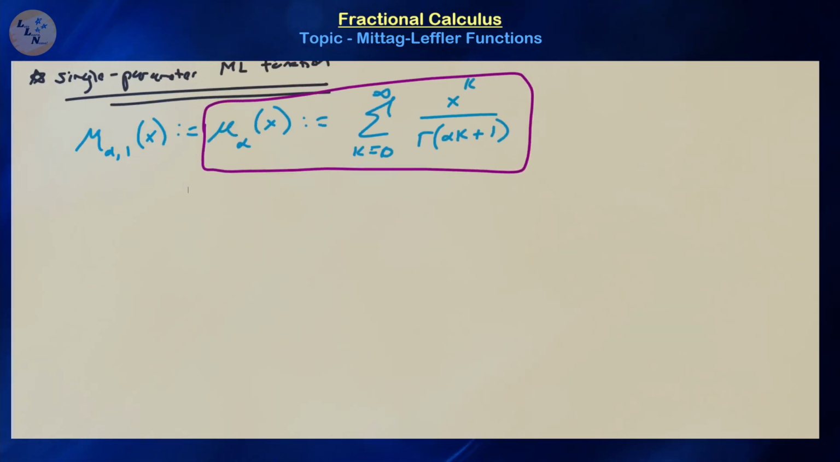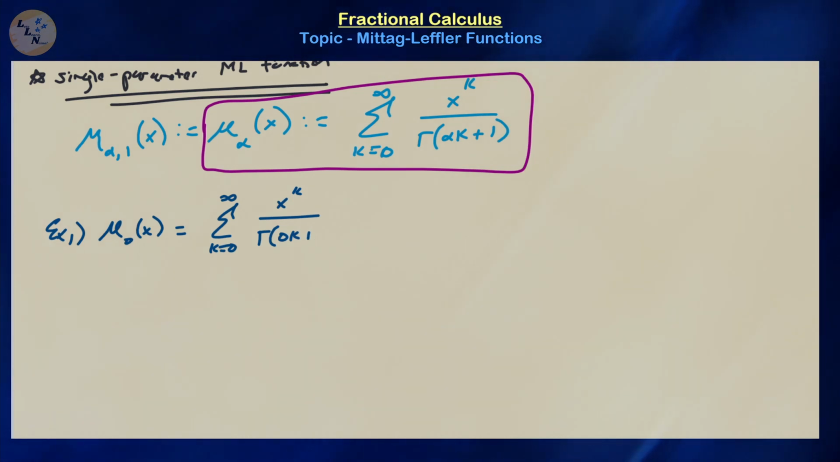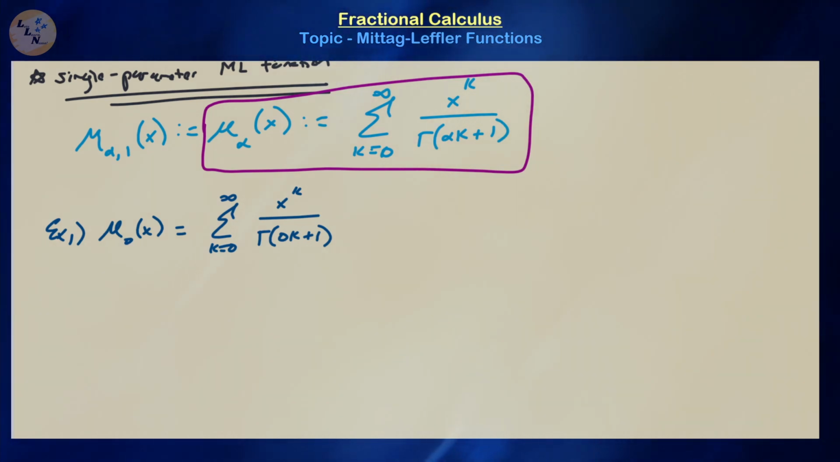So let's look at a couple special values of alpha and see if we recognize any of these functions from before. The first example, let's look at Mittag-Leffler 0. That's going to be the sum from k equals 0 to infinity of x to the power of k divided by gamma of 0k plus 1, let's not forget that lonely little 1 there. Regardless of what k is, 0 times k is 0, so that's just gamma of 1, which is 0 factorial, which is equal to 1.